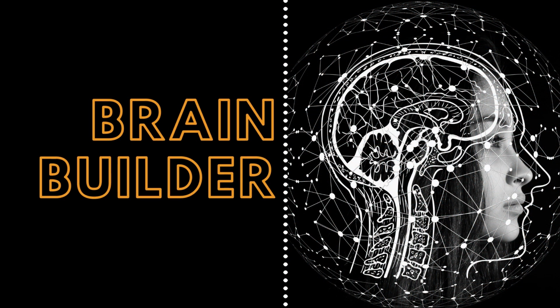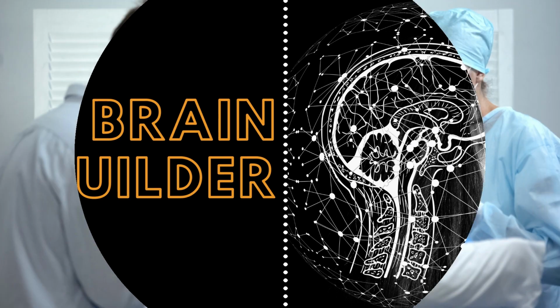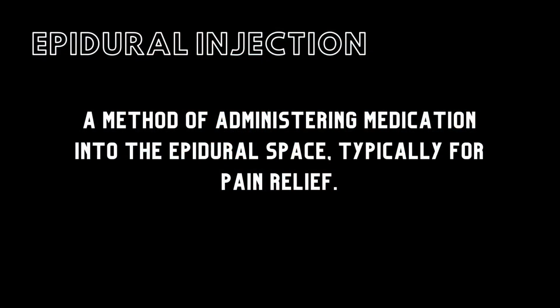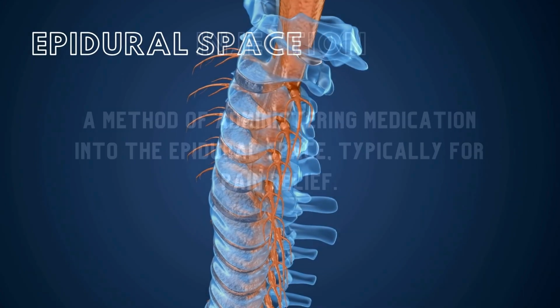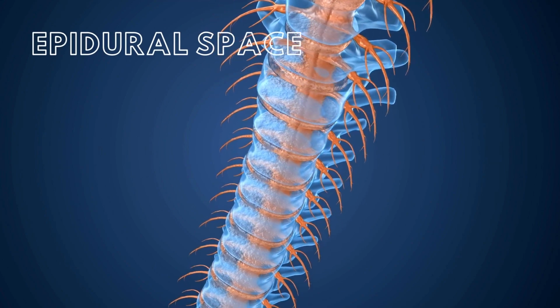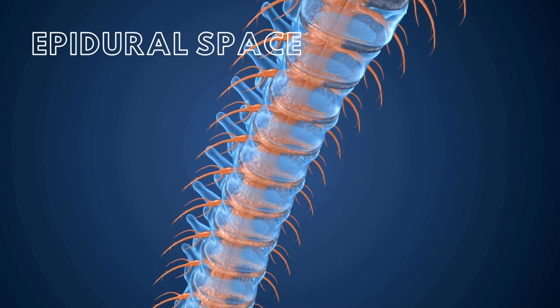Next, let's learn about what an epidural injection is and why someone may receive one. Then, we will give a patient and procedure example. An epidural injection is a method of administering medicine into the epidural space, typically for pain relief. The epidural space is between the outermost meninge, the dura mater, and the inside surface of the bone, in which the spinal cord is located.